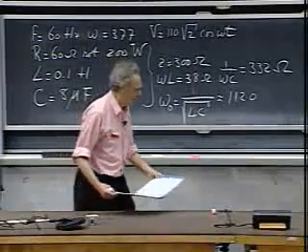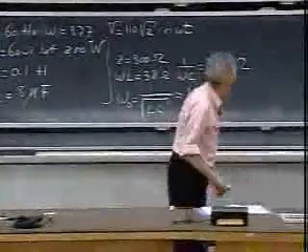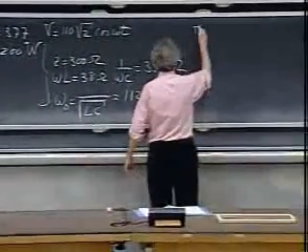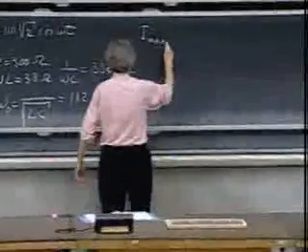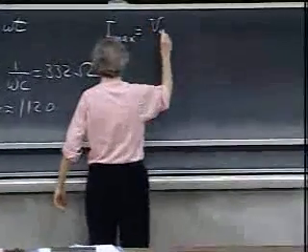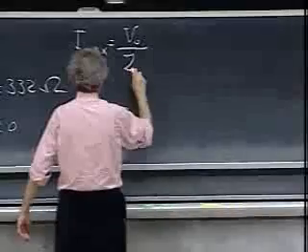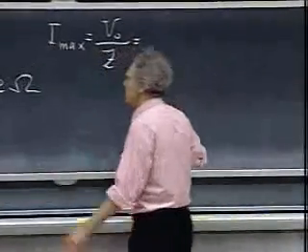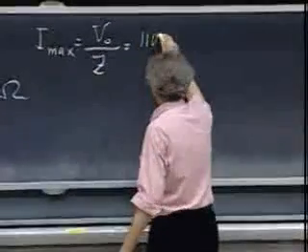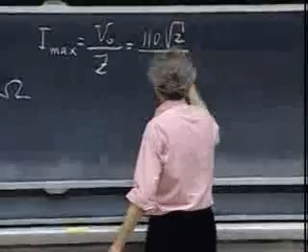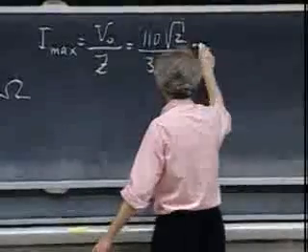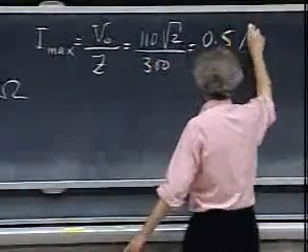I can calculate now what the maximum current is that we get, I max. That is V0 divided by Z, that impedance. So that is 110 square root 2 divided by 300 ohms, and that is 0.5 amperes.